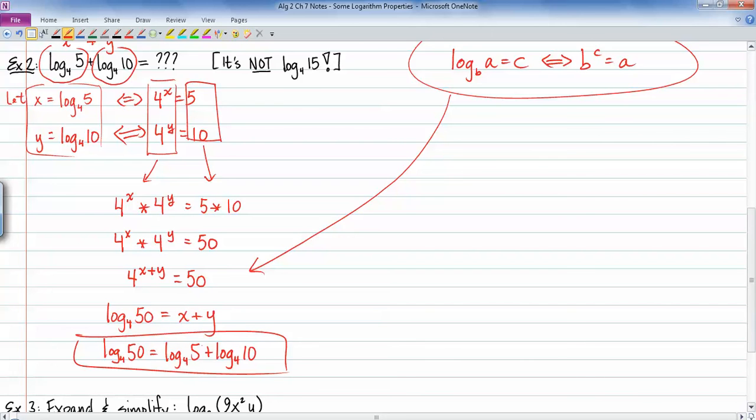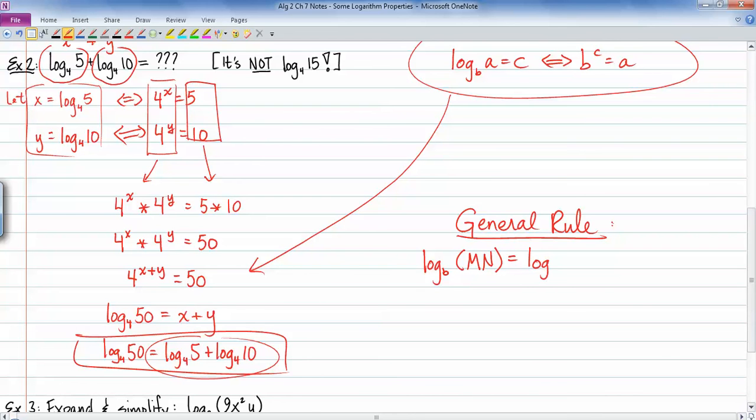So it turns out this doesn't add up to be log base 4 of 15. It adds up to be log base 4 of 50. And the general rule is this: if you have log base b of some product, m times n, then that actually turns into log base b of m plus log base b of n. So you see it go both ways.